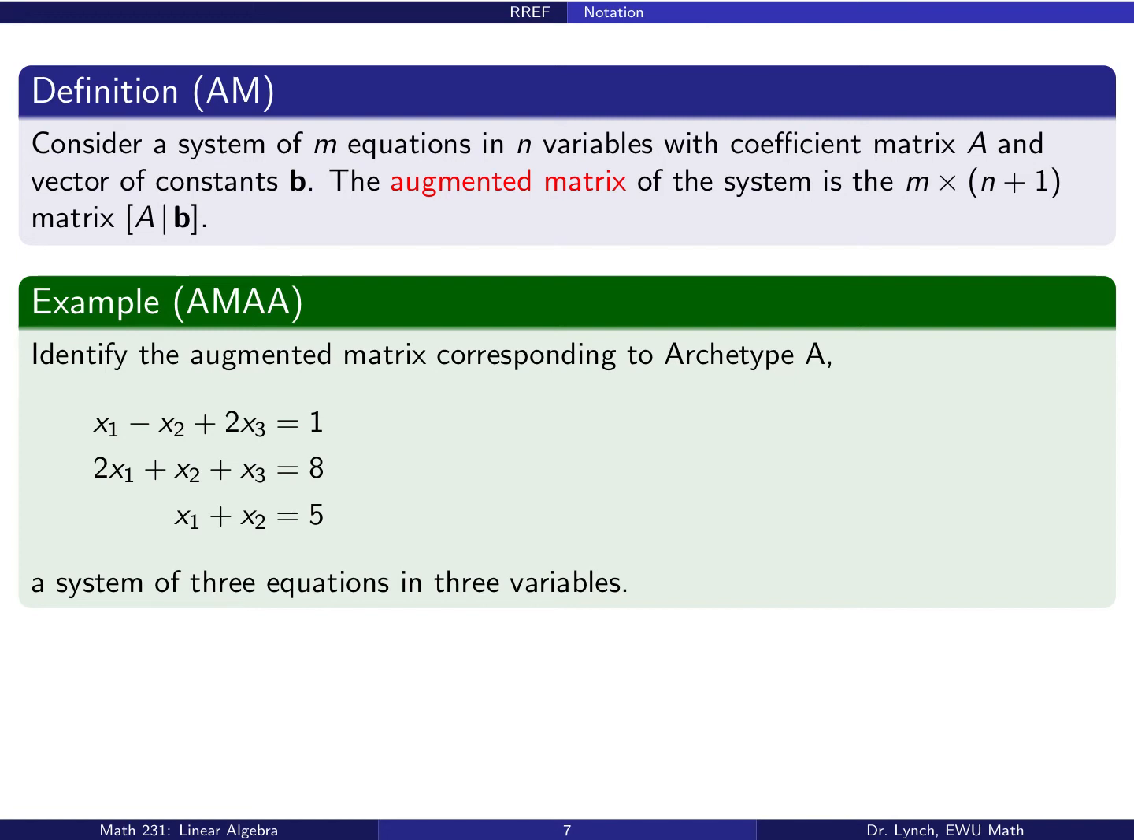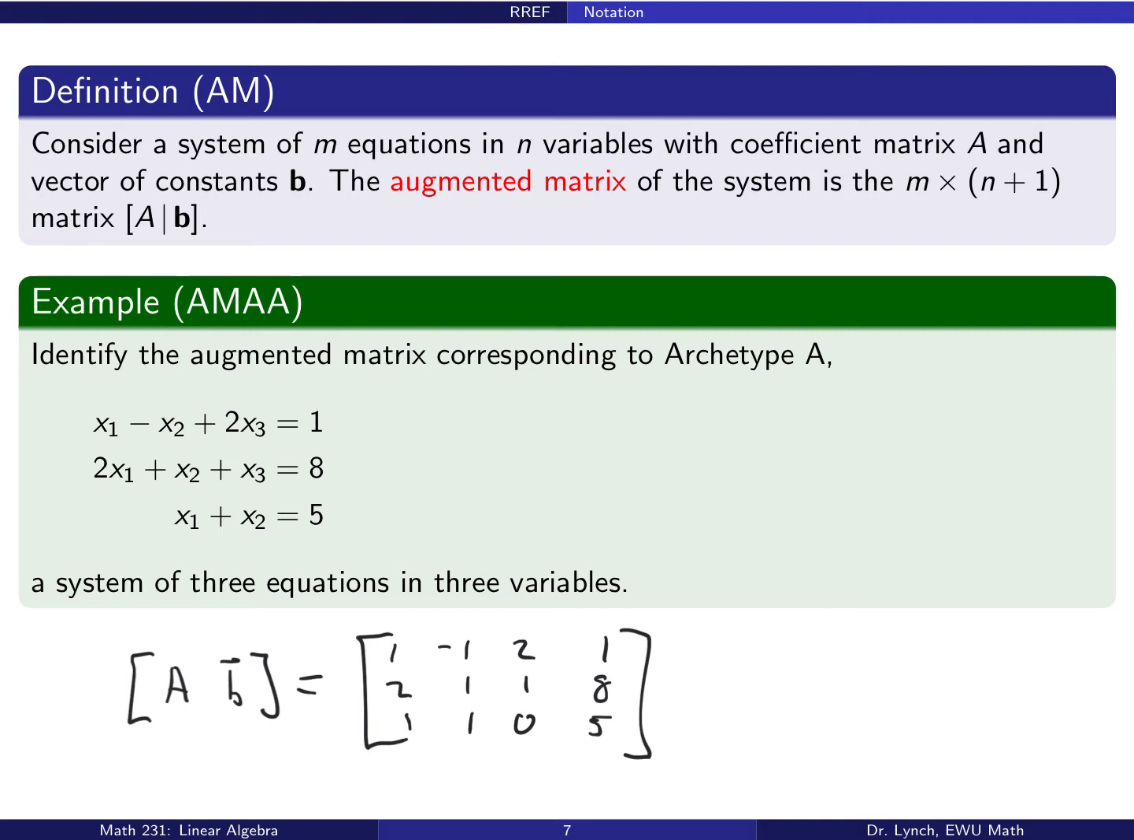Okay, it's a good opportunity to discuss one of the neat features of this book: a number of archetypes that we'll continue to refer back to. So here's an example where we're going to write the augmented matrix referring to Archetype A. We can see this system of linear equations in Archetype A has 3 equations and 3 unknowns, so we expect the augmented matrix to have size 3 by 4.